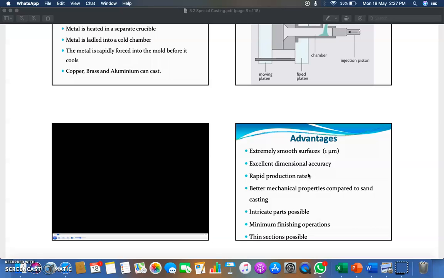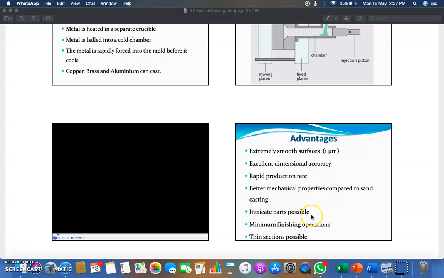Now, the rapid production rate. Production rate will be very rapid in die casting. I am talking about the advantages of the whole die casting machine, not the cold chamber or hot chamber, including both the cases. Now, better mechanical properties compared to sand casting. Sand casting is your conventional method. Means compared to the conventional method, we are getting better mechanical properties.